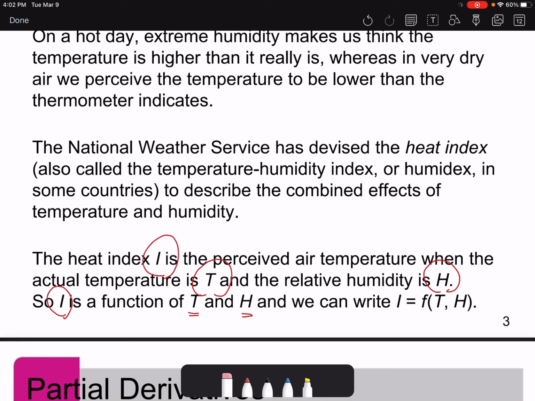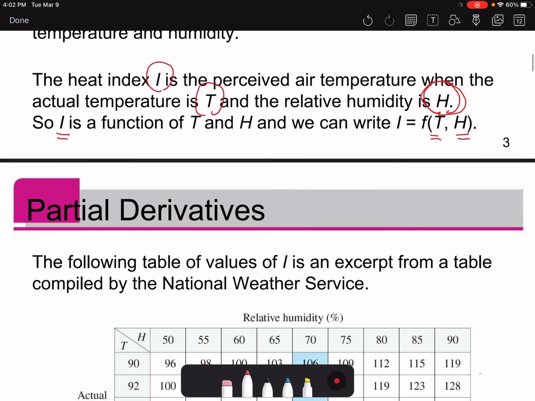The heat index, which is called I, depends on two factors. One is the temperature. The other one is the humidity, which we call H. So I, the heat index, is a function of the temperature and the relative humidity. So how does that work?